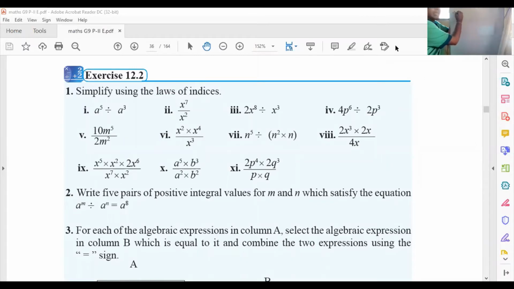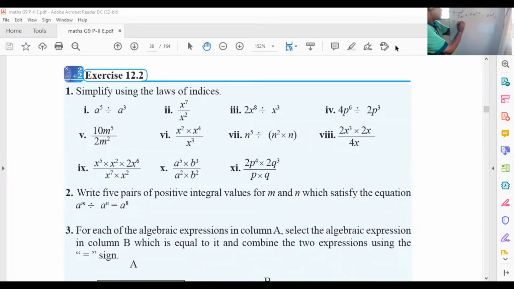Fifth question, 10m to the power 5 divided by 2m to the power 2. Then 10 divided by 2 is 5, m to the power 5 minus 2. Then it is 5m to the power 3. When dividing, indices should be subtracted.